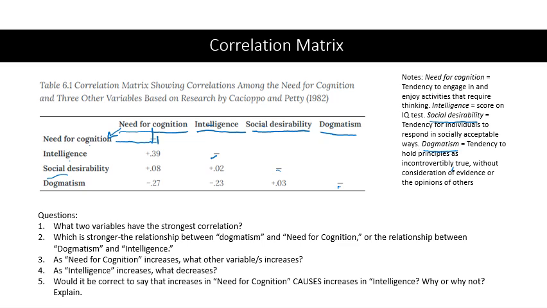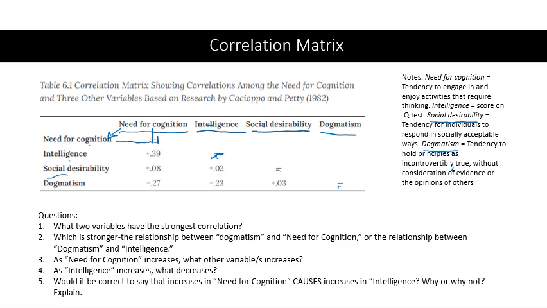Need for cognition just has one score. So if we take the values for need for cognition and we list them for each individual, and then we do it again, they will be perfectly correlated. The same for intelligence. So these dashes here just mean these are perfect correlations. Obviously, intelligence is linked to intelligence. Social desirability correlates perfectly with social desirability. And so the data of interest is these showing the relationships between these two measures.